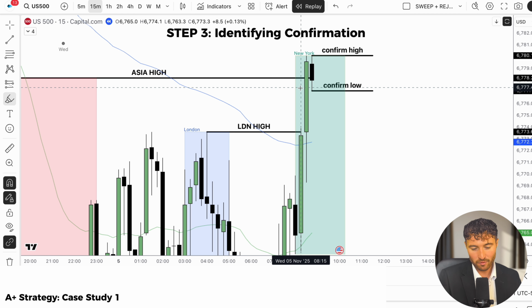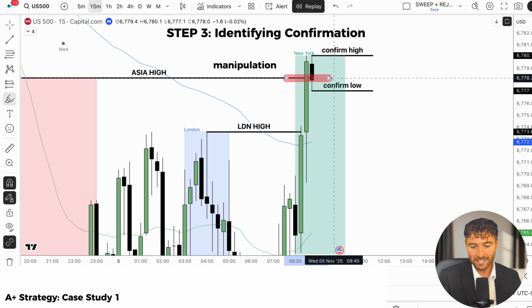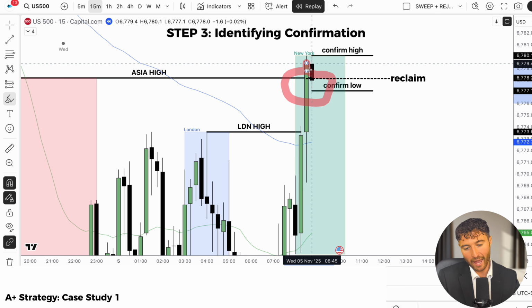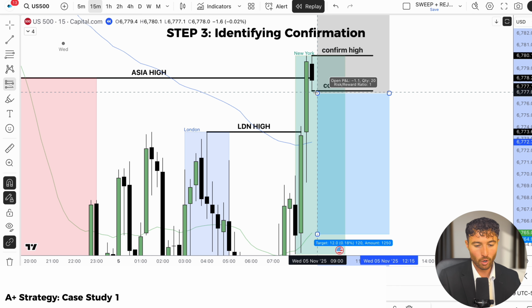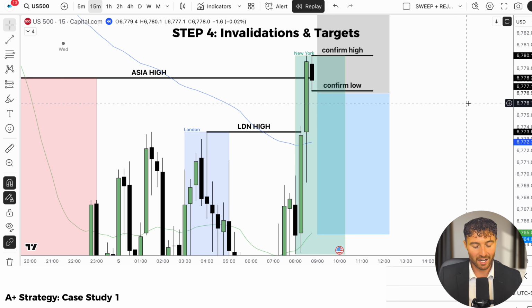So what we can classify this as is your manipulation. And when we close back inside the range, this is the reclaim of this level. And that is why this is an A+ setup. So my entry was on the break of this candle low right here. And this leads me on to step number 4, which is invalidations and targets.